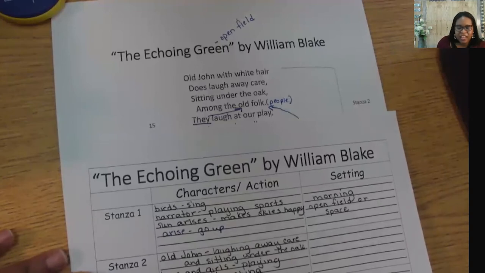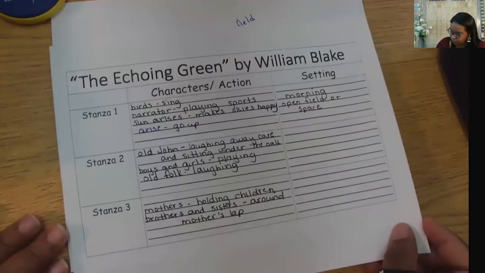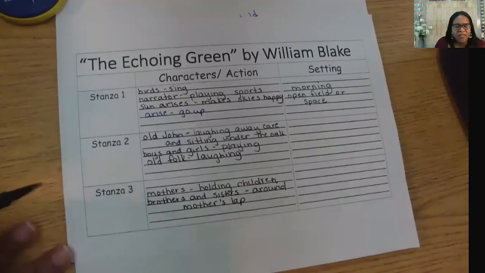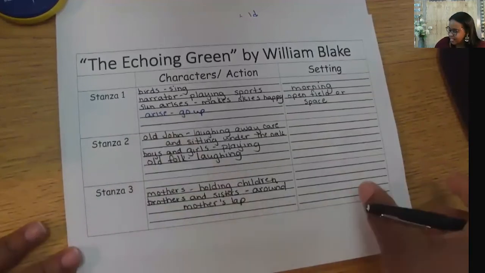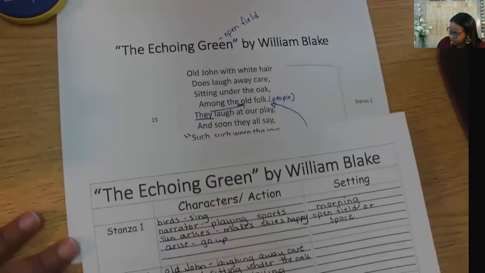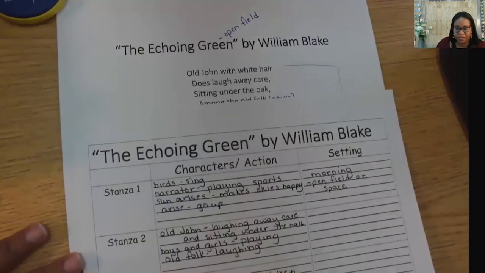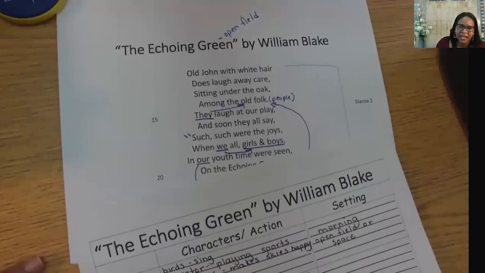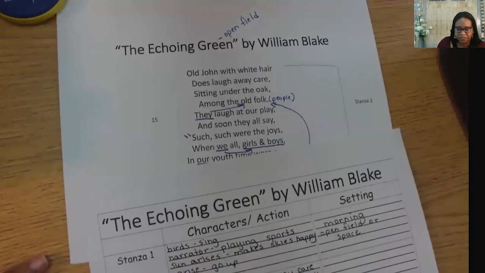The line, they laughed at our play, gives me a clue. The action is still occurring on the open space or field because the boys and girls are playing. From where are the old folks listening? I see they are sitting under the oak tree. How does that help you visualize the setting?